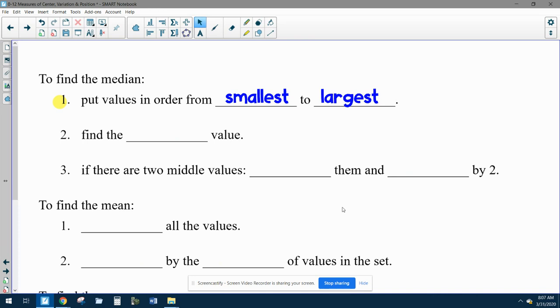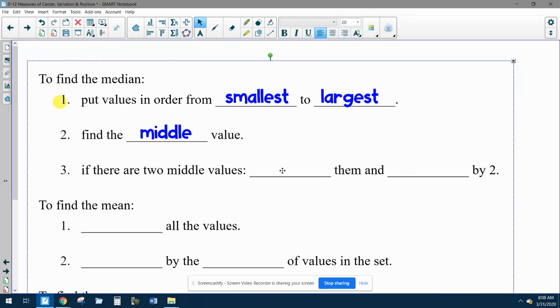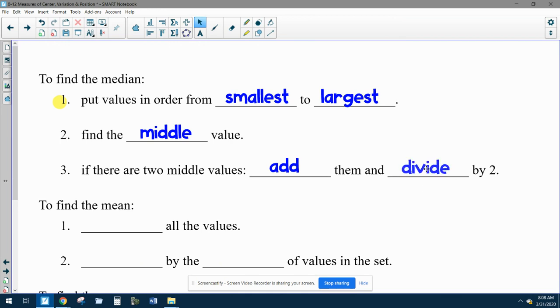And then once you have them in order, just find the one that's in the middle of the set. So sometimes, if you have an odd number of values in your data set, you'll have one number in the middle by itself. But if you have an even number, you'll have two values in the middle. So you need to find the number that's in between those two. If there are two middle values, we will add them together and then divide by 2. That's how we'll find the median if there's 2 in the middle. We'll do an example of that together on the next slide.